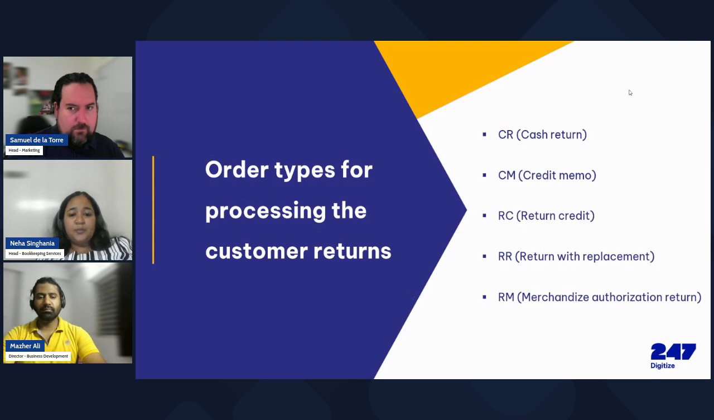RR, return with replacement. You can use an order of this type to create return orders with replacement at the same price. RM, merchandise authorization return. This type is used for returns with replacement at a different price than the original price or returns for credit within the product's warranty period. Next slide.